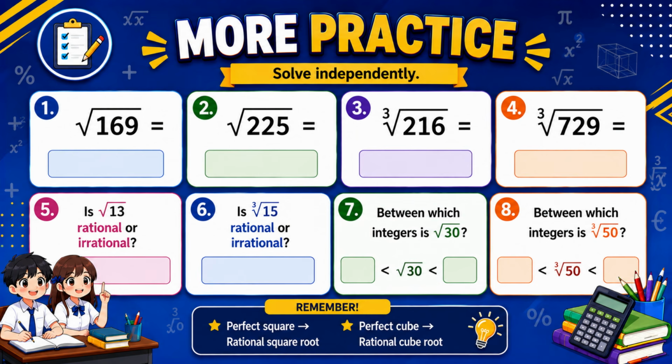For the last 2 questions, don't try to calculate the exact decimal first. Compare the number with nearby perfect squares or cubes. This is the quickest way to determine the interval.